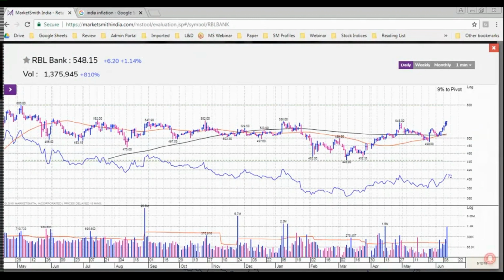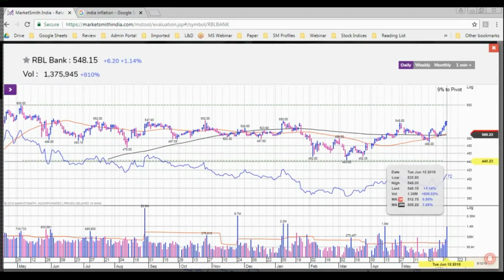Anyway, coming back to the point, if you look at RBL Bank, there's a pickup in the RS line, so it's outperforming the market. The RS rating is decent. 72 is not great, but it's not too bad either, considering the stock didn't do much last year. 552 is a level which needs to be watched closely. Of course, the long-term resistance is at 600 levels, which looks like the all-time high. But 552 is a level which the stock has tried to surpass on 1, 2, 3, 4, 5 occasions, and I think it's coming back to that level again.